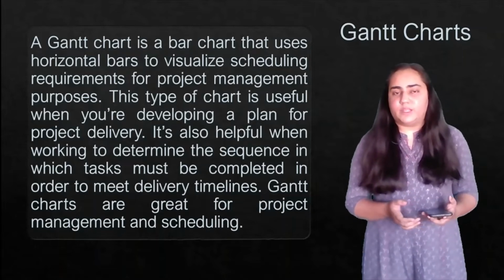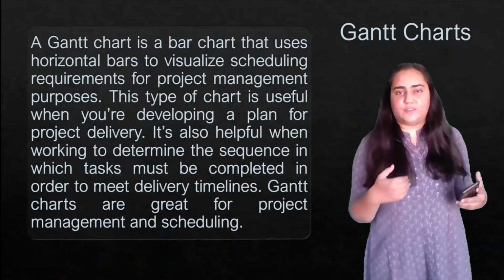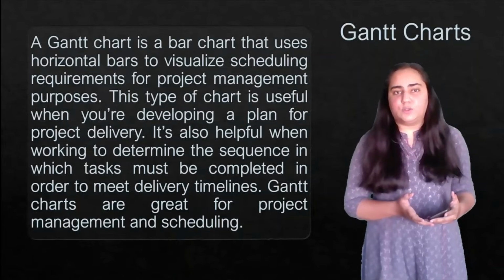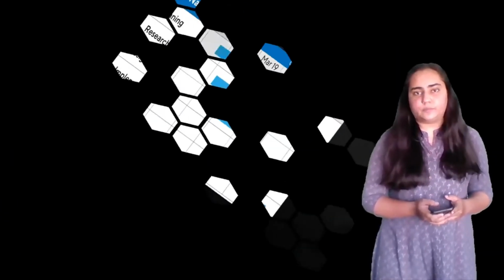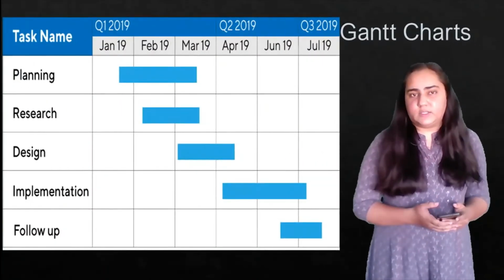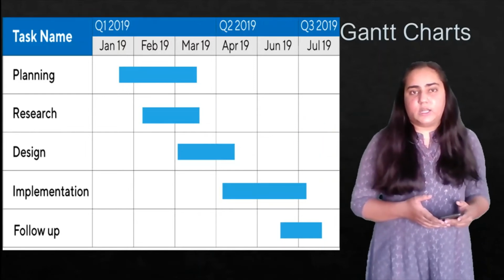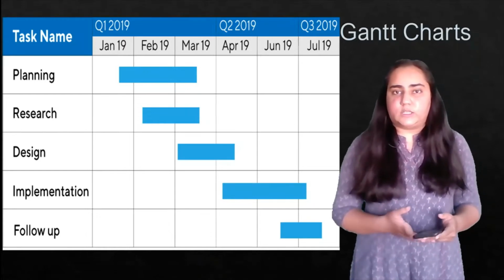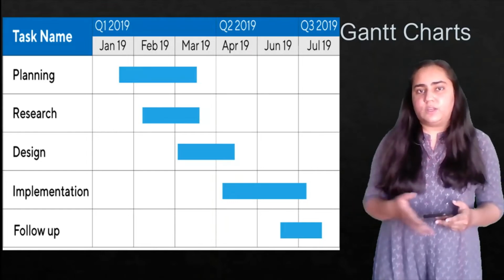So they allow you to put things in a sequence, and at the same time, they allow you to set a deadline for each of those tasks. Let's take a look at a Gantt chart. This is a Gantt chart, very easy to understand. You can see there are tasks mentioned on the left side: planning, research, design, implementation, follow-up. So it's a project, and there are three quarters mentioned of 2019: Q1, Q2, Q3.